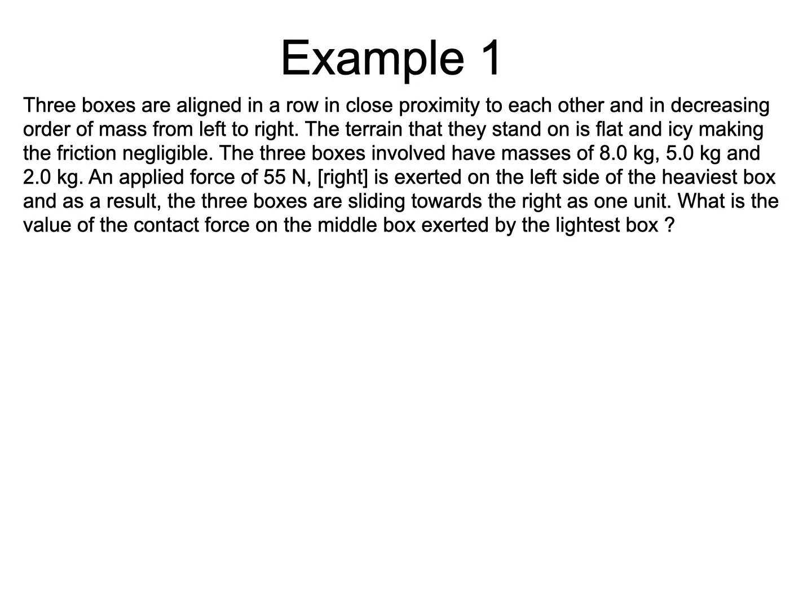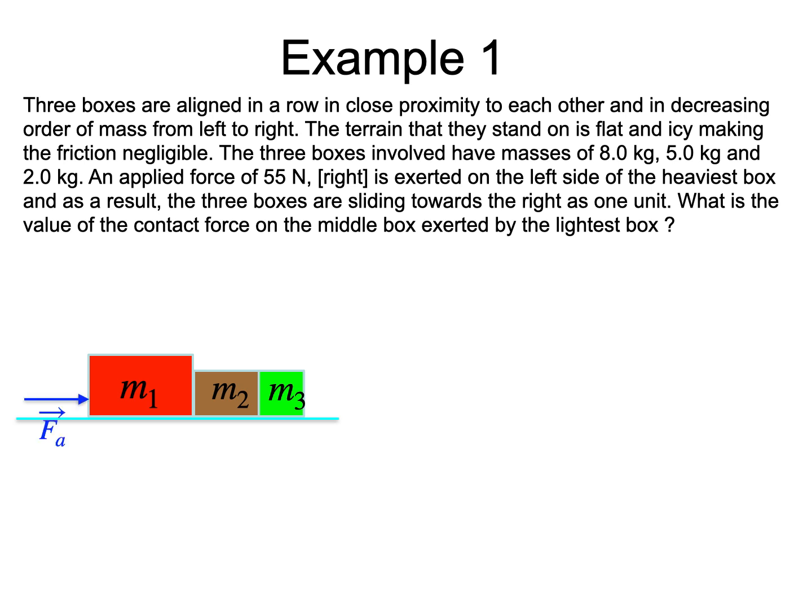This example involves 3 boxes in a row on an icy level surface. To simplify matters, no friction will be involved in this first example. An applied force is exerted on the box which is on the left side of the row of boxes. We are interested in evaluating the contact force between the 2 last boxes. We will use this set of reference directions.